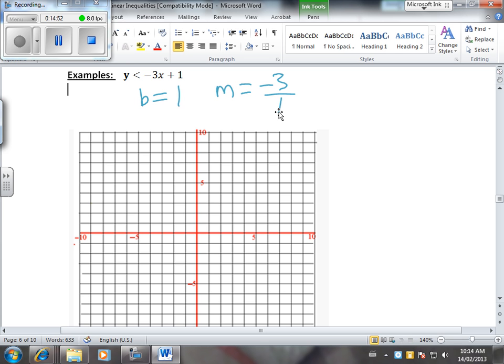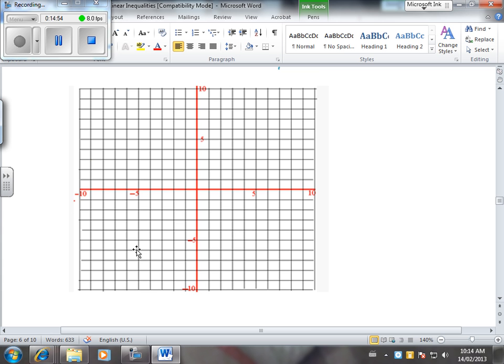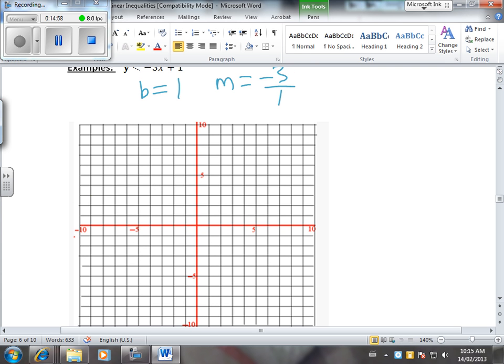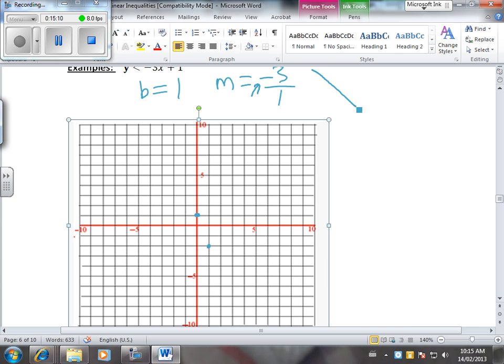So let's plot our graph. And we start at 1 and we rise. So it's negative 3, so we'll go down 3. 1, 2, 3, and over 1. And this is a negative slope, so I should be walking down the hill. And we go 1, 2, 3. Okay, and to go up, we go the opposite way.